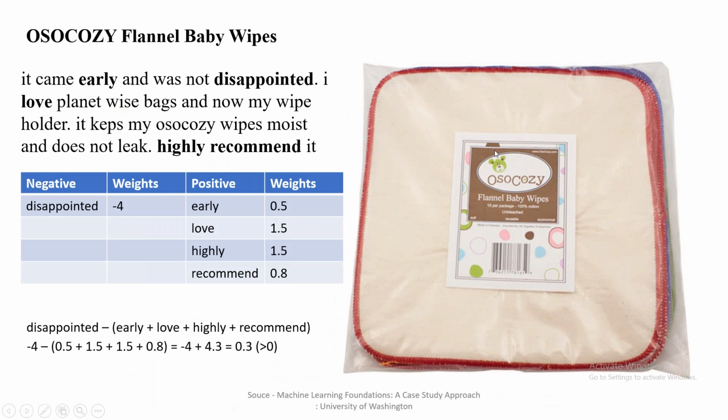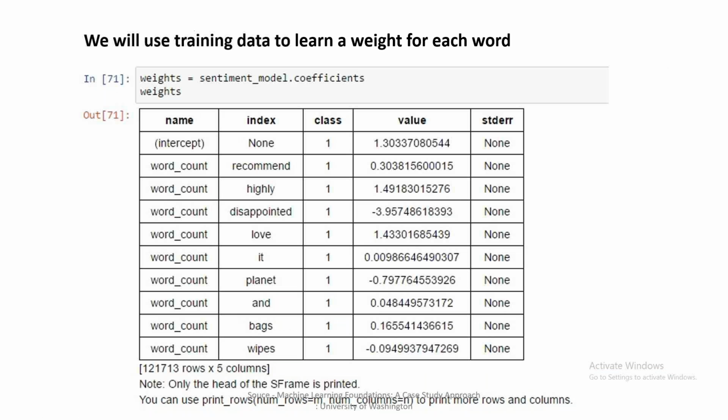Sir, from where do these values come? Like, no one has given the value of 1.3, recommend has a value of 0.3. So where do these values come from? I have told you that. If you have listened carefully, I told you these are the values that we'll get once we train the model. So far we have not trained the model, right? When we train the model, these are the coefficients of these particular indexes.